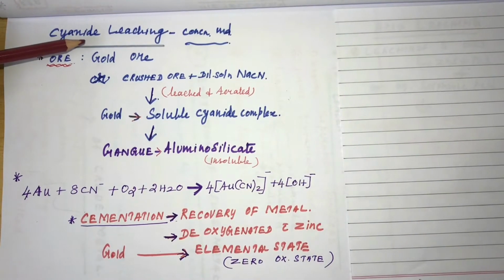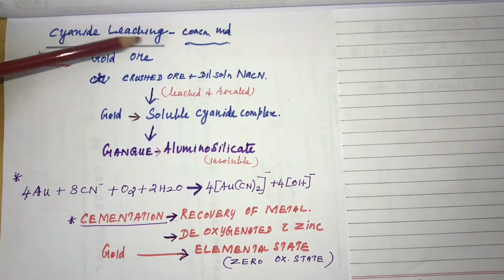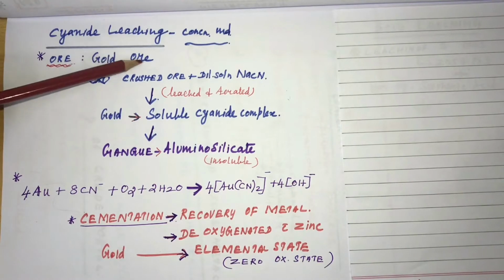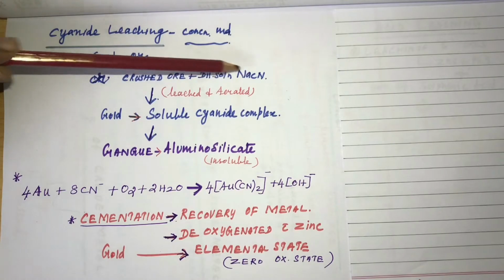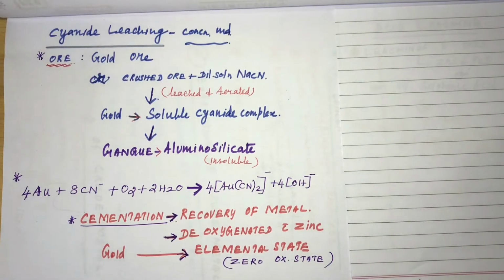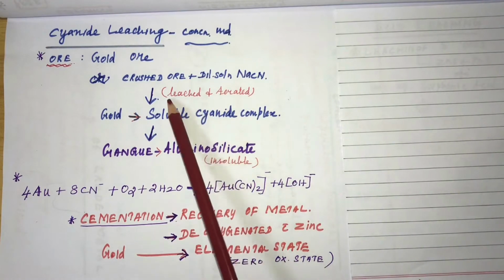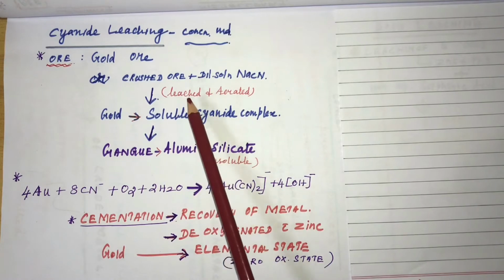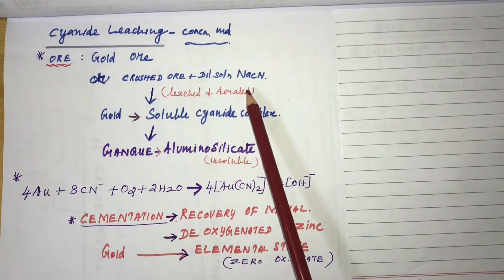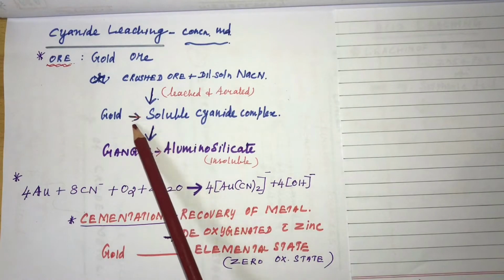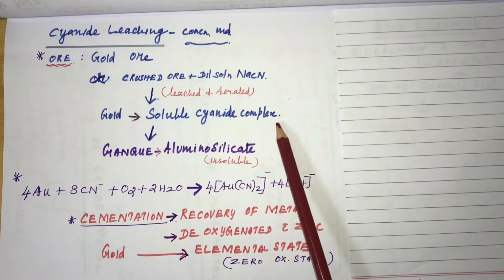Leaching process, நம்ம next பார்க்க போகிறது cyanide leaching, one of the methods of concentrating ore. Here the ore, gold ore என்ன பண்ணிக்கிறோம் அப்படின்னா crushed ore எடுத்துட்டு dilute solution of sodium cyanide ஓட சேர்க்கிறோம். Dilute solution of sodium cyanide ஓட சேர்க்கும்போது என்ன ஆகுதுன்னா it is leached and aerated, forming gold soluble cyanide complexes.